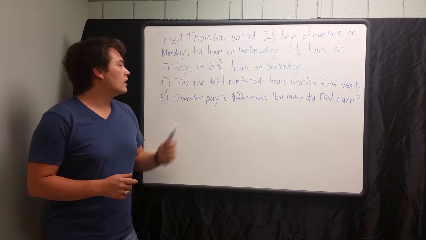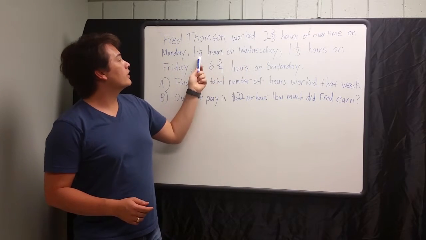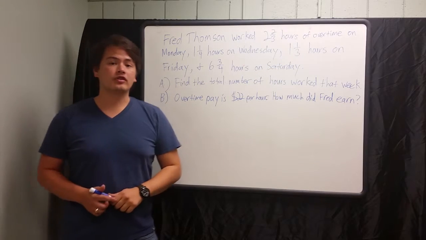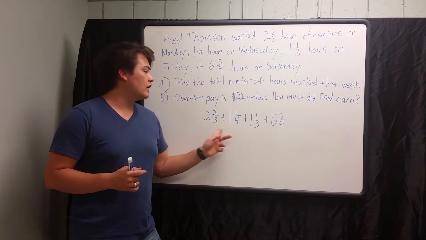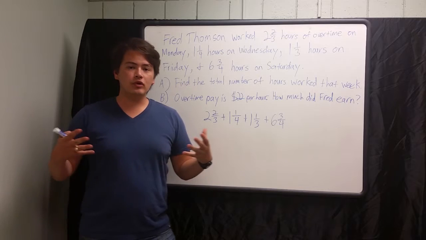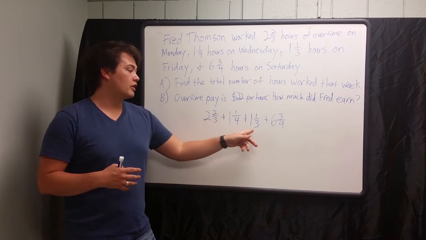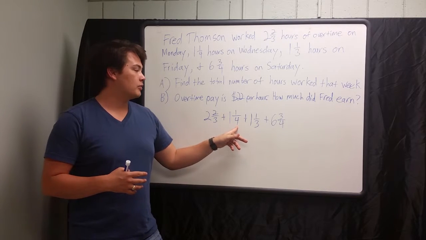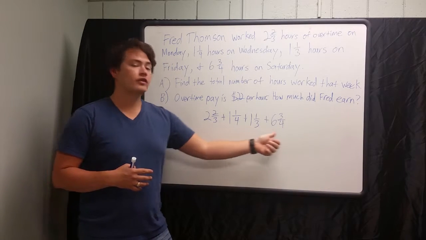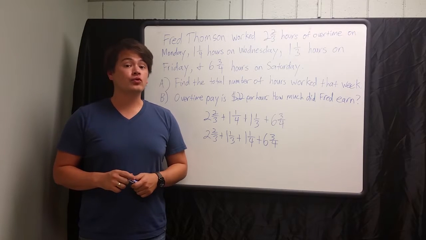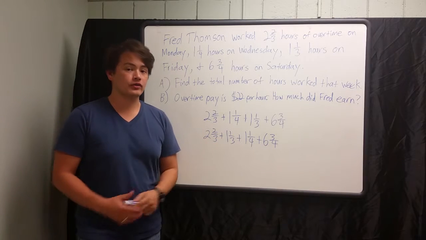So looking at Part A, find the total number of hours worked that week. We're just going to add these four numbers all together to find out how much he worked. Before I start this problem, I'm going to shift it around a little bit because this fraction has a common denominator with this fraction, and this fraction has a common denominator with this fraction. So I'm going to put those pairs next to each other. Now that we have rearranged them, we're just going to look at 2 and 2 over 3 and 1 and 1 over 3 first.